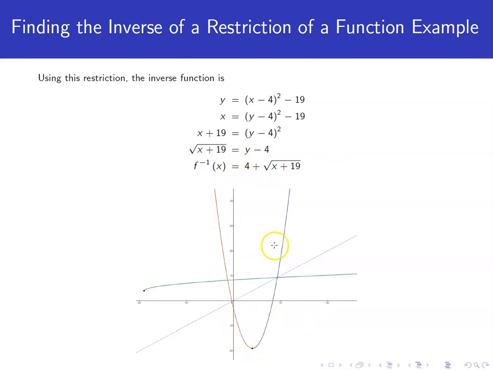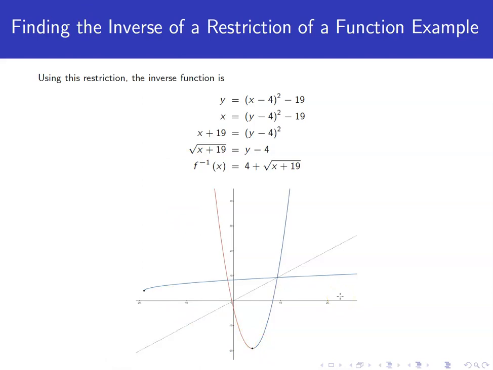Here's the original parabola. The blue graph here is representing the restriction from 4 to infinity. And then the other blue graph here is the reflection of the original blue graph about the line y equals x, or the graph of the inverse function.